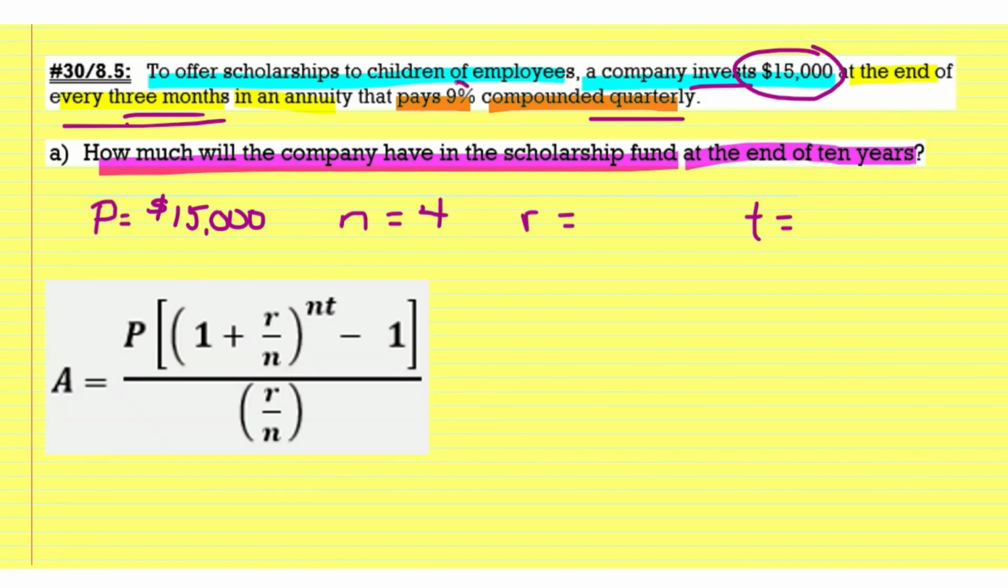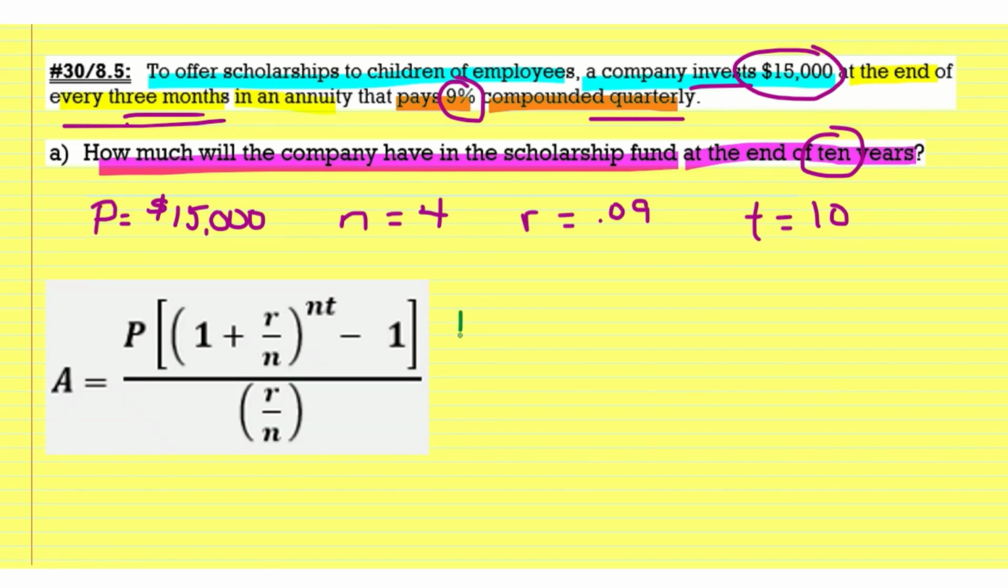Then it says it pays a 9% interest rate. I don't use the percent, I change it to a decimal. 9 divided by 100 gives me 0.09 as my interest rate that I will use in the formula. And my T is at the end of 10 years, so T equals 10.